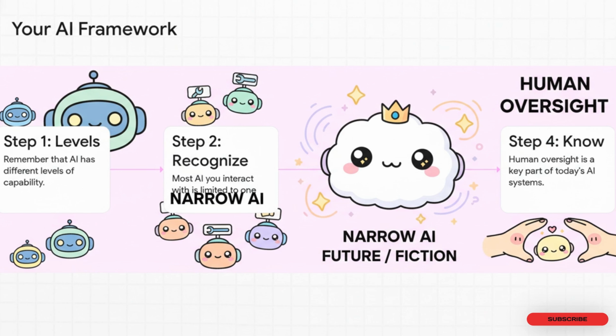Step 2, recognize that pretty much every AI you interact with is a narrow AI, stuck doing just one job. Third, understand that the super powerful, all-knowing AI is still just an idea for the future, or something from fiction. And finally, step 4, know that human oversight is a fundamental piece of how all of today's AI systems work.